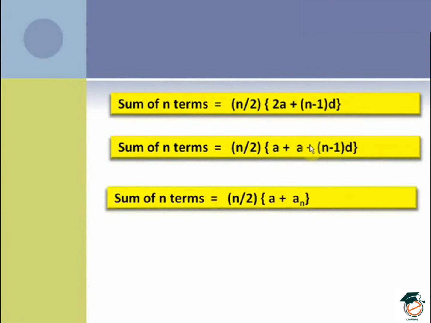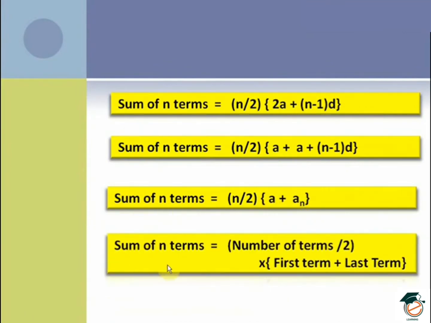Now, we also know that a plus (n minus 1) into d is equal to the nth term, which is an. Thus, we can write this as sum of n terms equal to n by 2 into (a plus an), where an is the nth term. Thus, we can further write this as sum of n terms equal to number of terms divided by 2 into (first term plus the last term). So one more formula of finding the sum of n terms is n by 2 into (a plus an), where an is the last term of the AP.